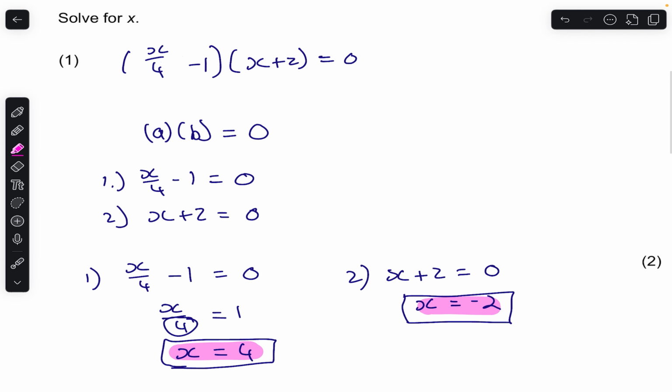Let's quickly have a look. So if I substitute 4 back into the equation, then I have 4 divided by 4, which is 1, minus 1, which is 0, and 0 times the other bracket will then make 0 equals 0.